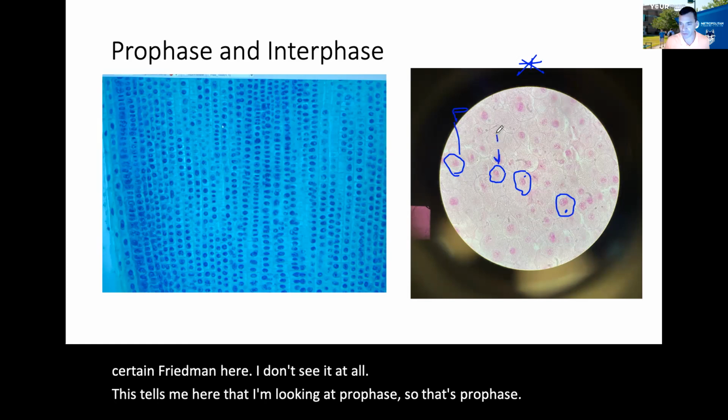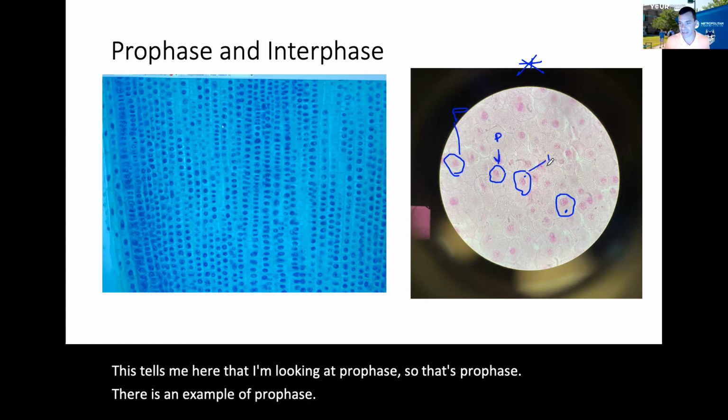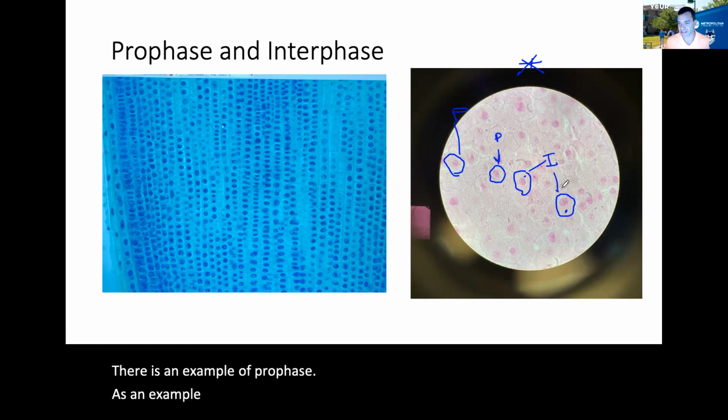There's an example of prophase. That's an example of interphase. That's an example of interphase. It's that nuclear membrane that gives it away.